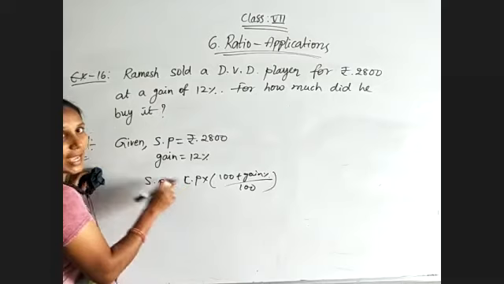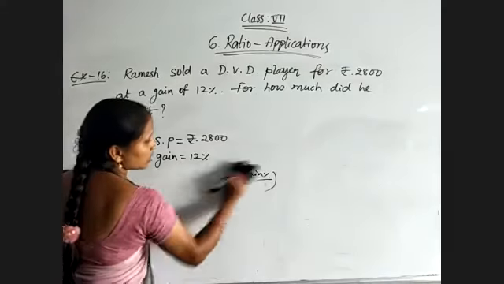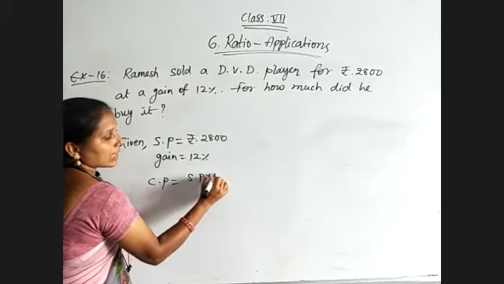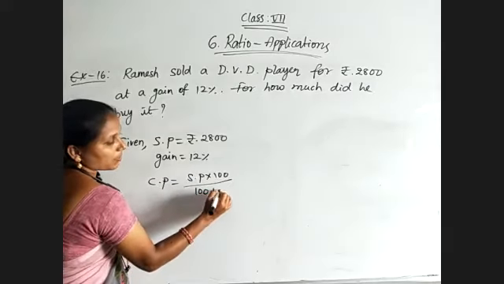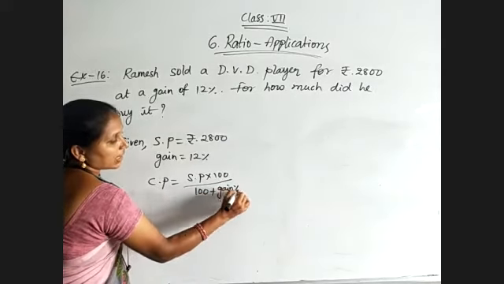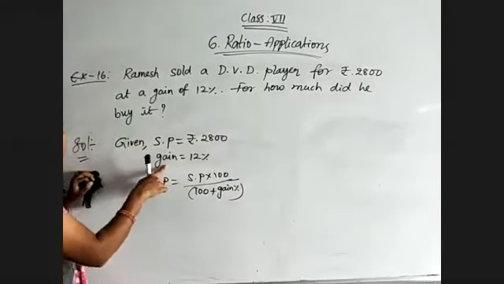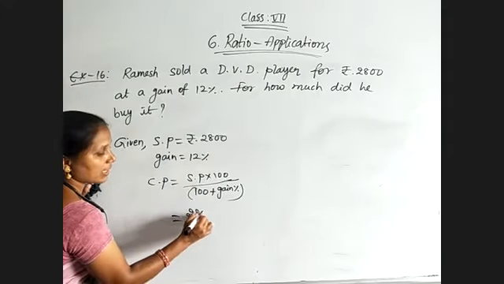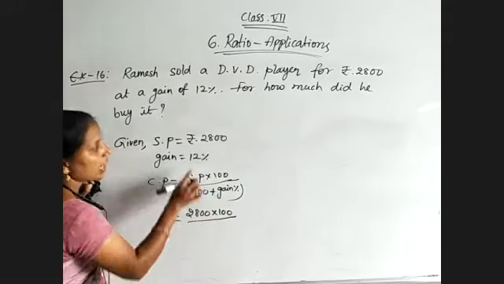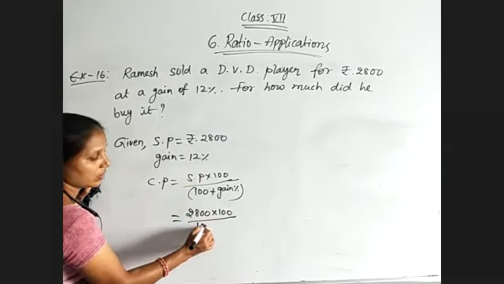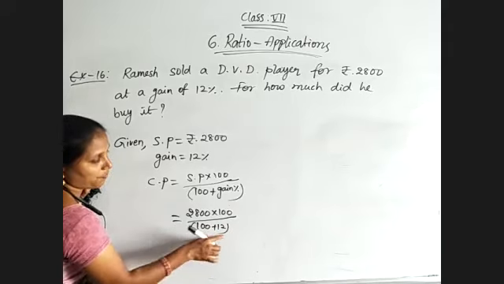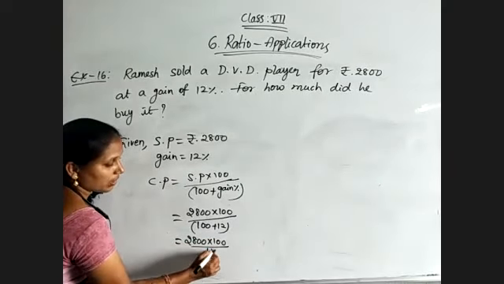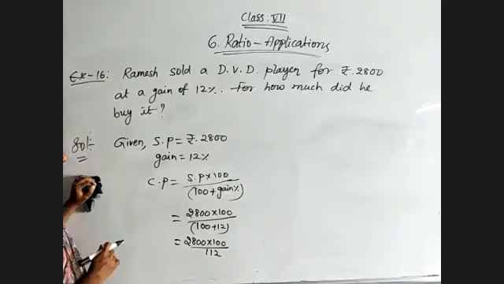So for this also I have given the last formula, CP is equal to SP into 100 divided by 100 plus profit percent, that is nothing but gain percent. Here they have used the word gain, so I am also using gain, that's all. So which will be equal to SP is 2,800 rupees into 100 divided by 100 plus gain, that is 112. So first remove this bracket, that is 2,800 into 100 divided by 112. That's all. Then do the calculations, what we will get.